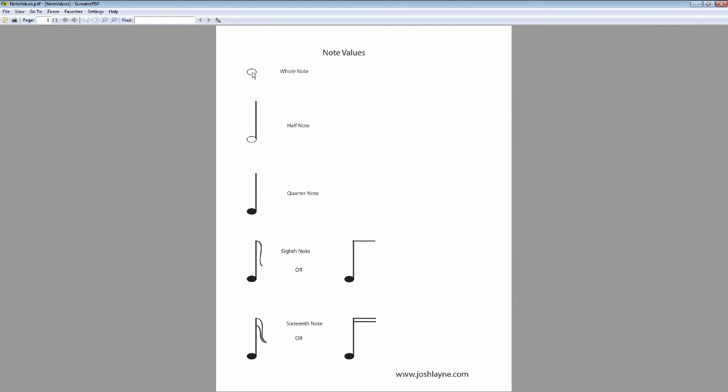So if we have a string of notes of the same note value, they each last the same amount of time, right? So if we had a string of whole notes, we might, you know, and the fact that this whole note doesn't say anything, it could be this fast. It could be this fast.